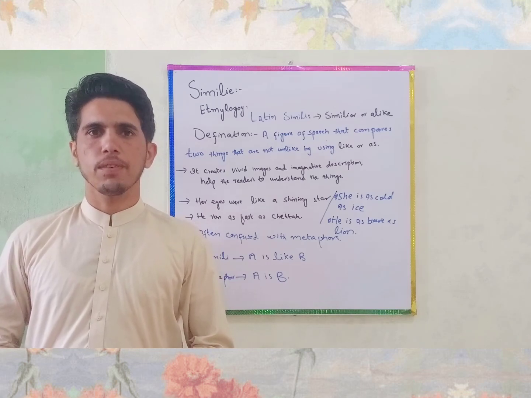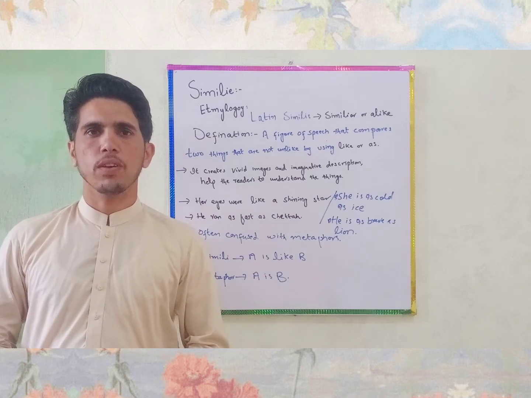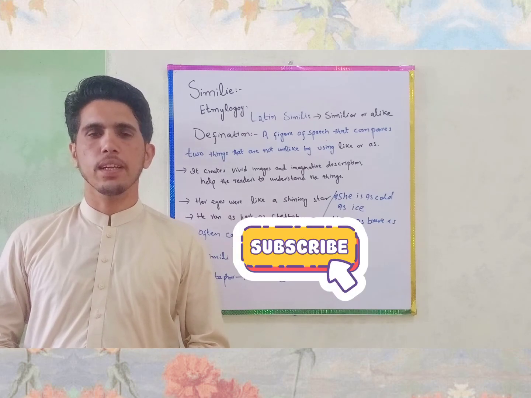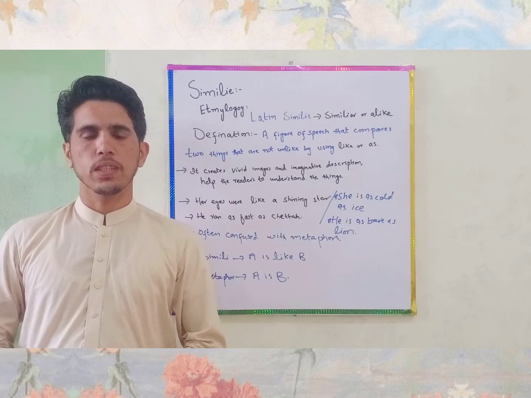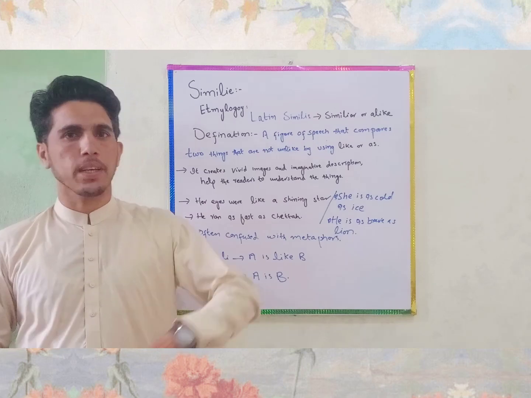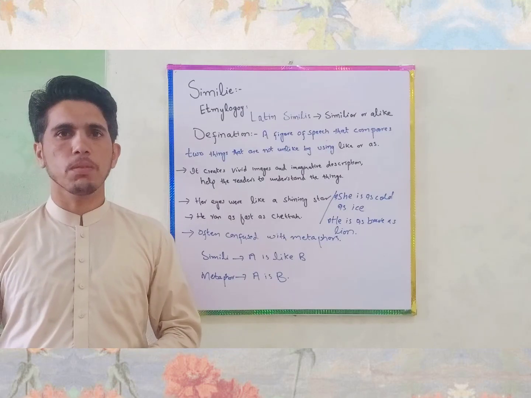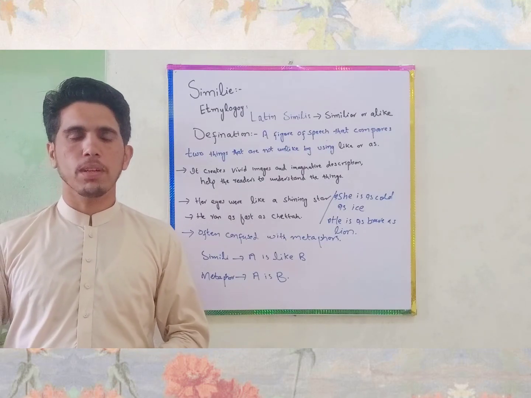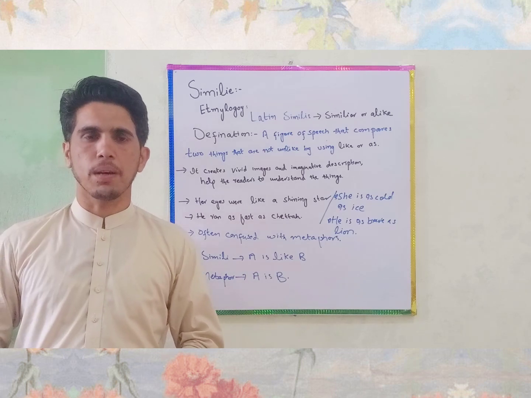Dear viewers, today we are going to discuss a significant literary and figurative device, simile. In this video, we shall look at the etymology of simile, then definitions, examples, and functions of simile. Firstly, looking at the etymology, from where is this word derived? Simile is derived from a Latin word similis, which means alike or same. So simile is that figurative device which focuses on the comparison of things.